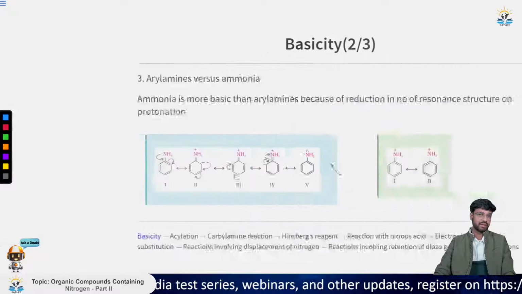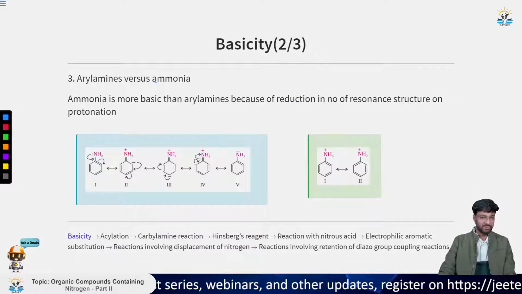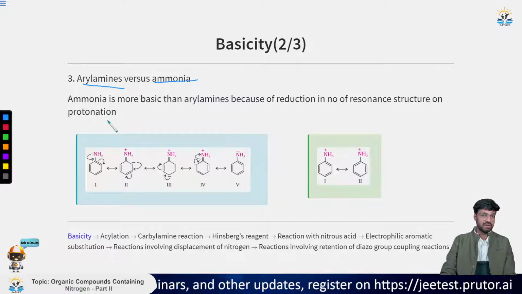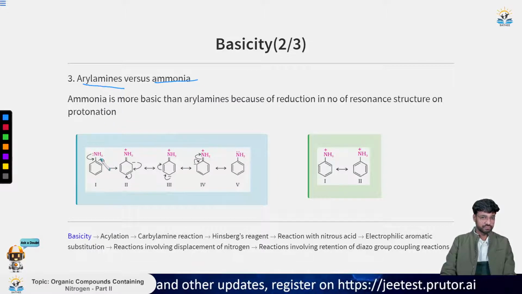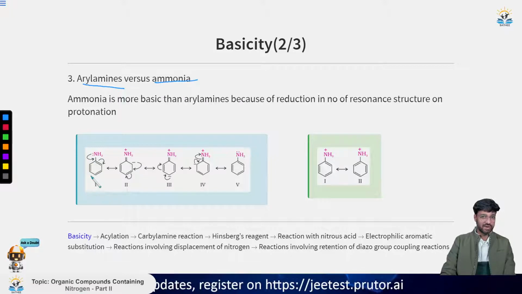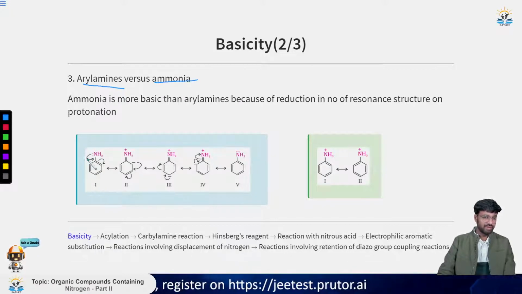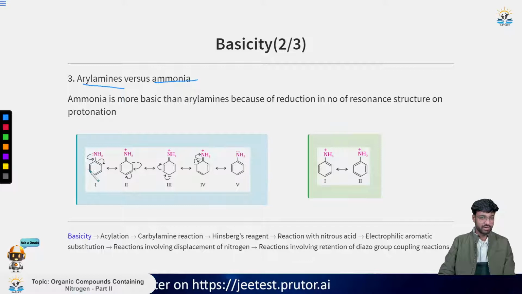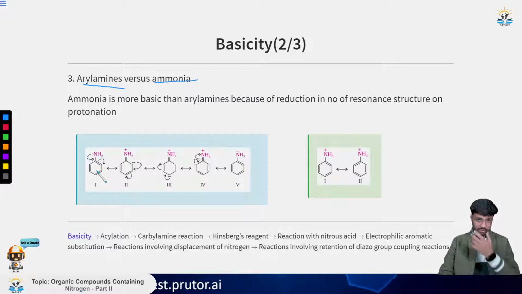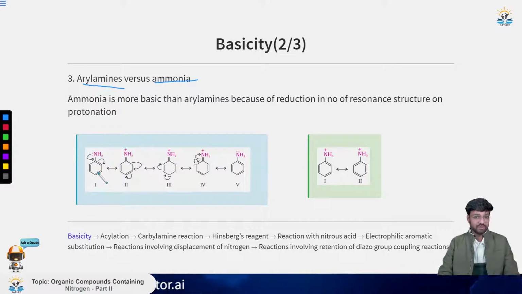Next, if we compare this ammonia with aryl amine, then ammonia is more basic than aryl amine. And what is the reason? If you consider aniline that is present here, or the aromatic amine, you can see very clearly that this lone pair is going into conjugation throughout the ring. Due to this reason, they are less available for donation. So they are kind of weak Lewis bases as compared to ammonia.